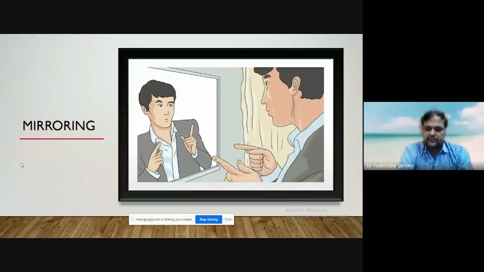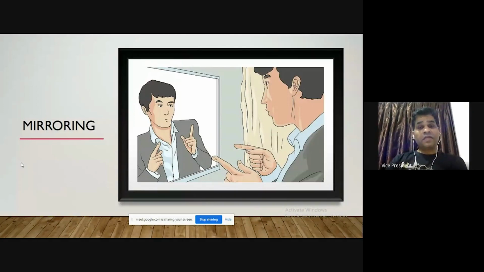Okay. So the mirroring part. This is also a very powerful concept of body language to gain attention.